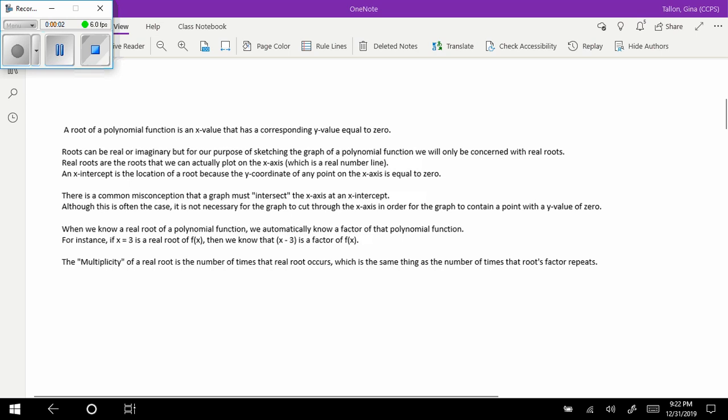Okay, I'm back to continue our notes on polynomial functions. We have to get a few vocabulary terms out of the way, so let us begin.